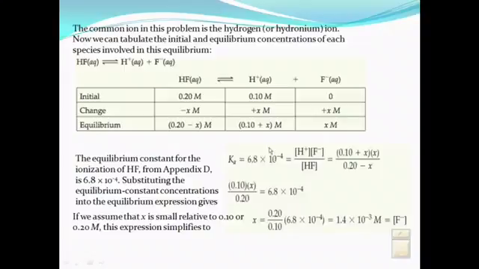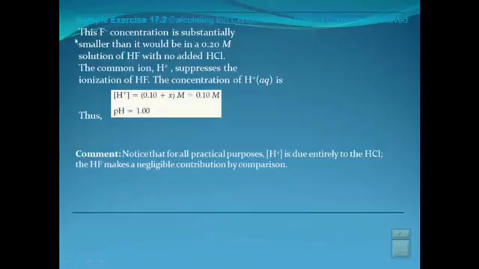Compare this with your initial concentration of your HF. 0.2 versus 6.8 times 10 to the negative 4. Pretty sure we're safe with ignoring the plus x and the minus x, okay? So go ahead and throw those out. Solve for your x. It's 1.4 times 10 to the negative 3. So we know that's your fluorine ion concentration, but look at your ICE table. For your H+, you're going to need to do some addition here. It says thus F- concentration is substantially smaller than it would be in a 0.2 molar of HF with no added HCl. The common ion H+ suppresses the ionization of HF.